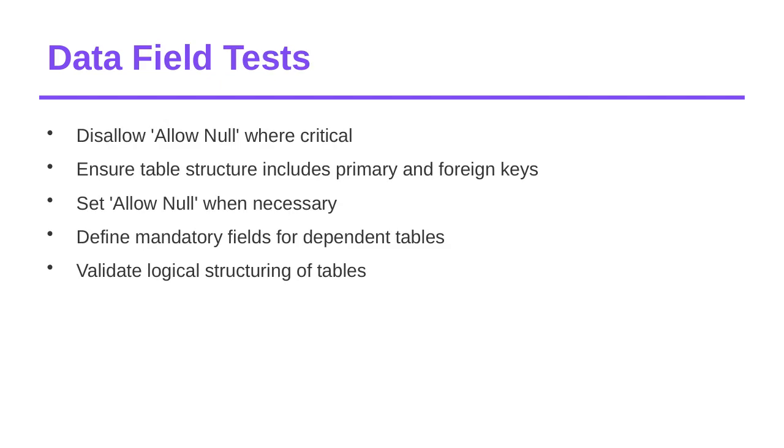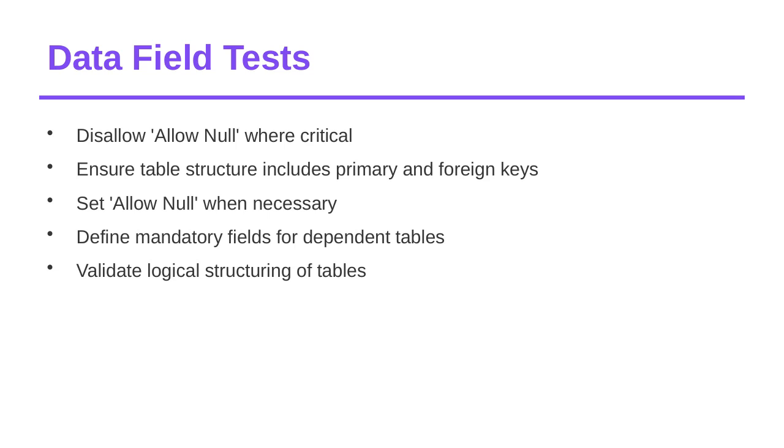When testing data fields, it's important to prevent null values in critical areas to avoid incomplete or inconsistent data. For example, primary keys and foreign keys must always have valid values because they establish unique identities and relationships between tables. However, there are cases where allowing nulls is necessary, such as optional fields or when data might not always be available. Defining which fields are mandatory, especially in dependent tables, helps maintain referential integrity and ensures the database behaves as expected.